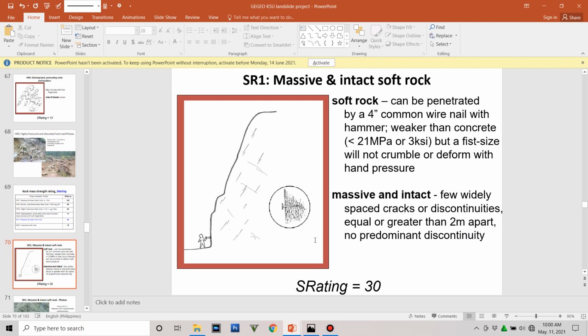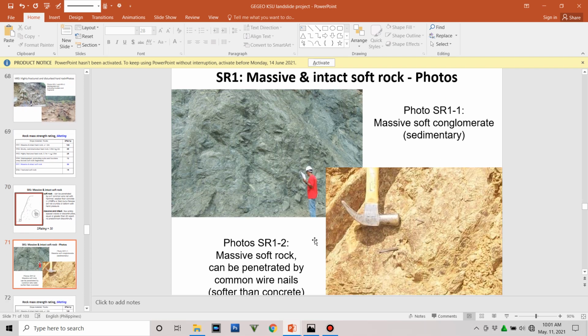So again, SR1 yung pinakamataas sa soft rock. Number 1, nape-penetrate siya ng 4 inches na pako. Number 2, if you're going to have a fist size sample, it will not crumble by hand pressure. So these are the photos. So doon nag-penetrate yung pako dyan. Certainly, pag kumuha ka ng sample niyan, hindi basta-basta makakrumble if you're going to use hand pressure.